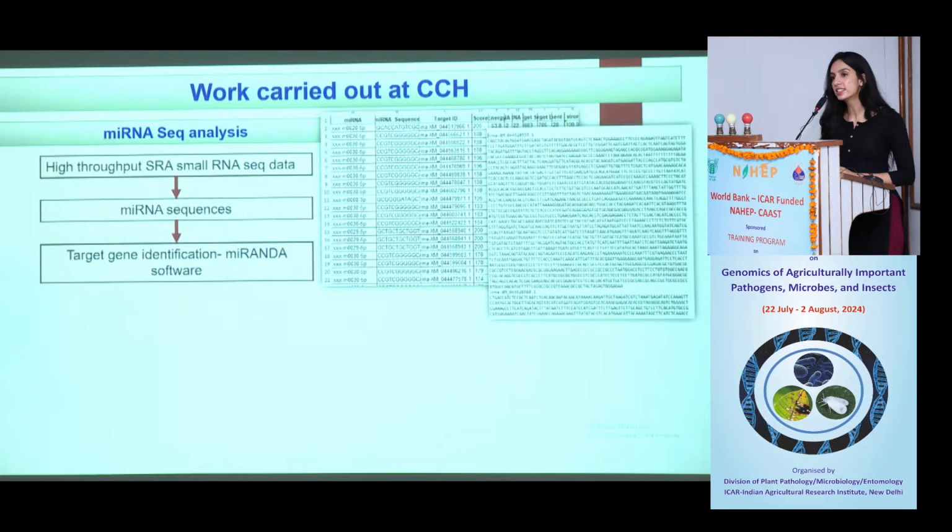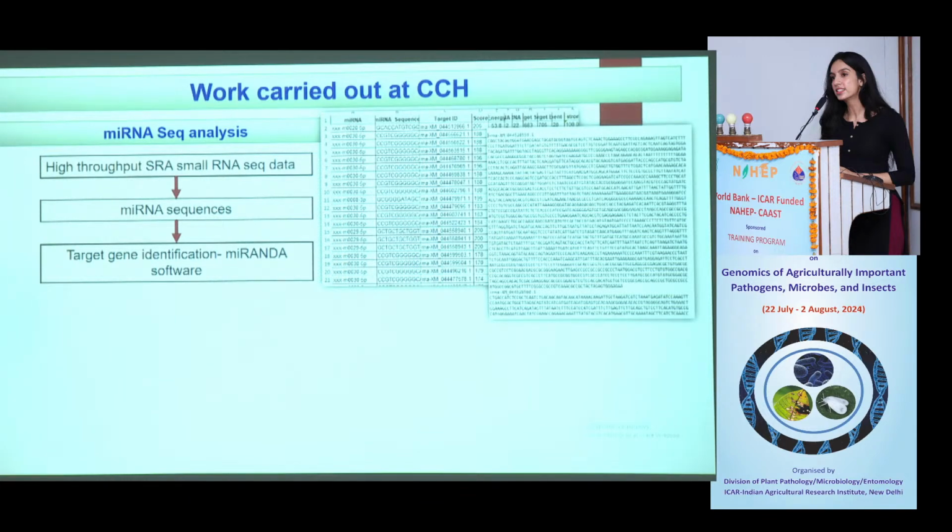sequences. So after we have mature microRNA sequences, they can be identified as conserved microRNAs, conserved in the sense that they are present in a variety of plant species, or they could be novel microRNAs, novel in the sense that they are specific to a cultivar or a particular plant species. So we identified many novel microRNAs as well as known microRNAs which are involved in this particular interaction.